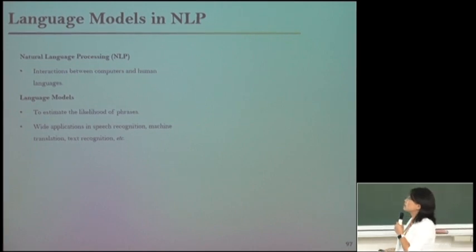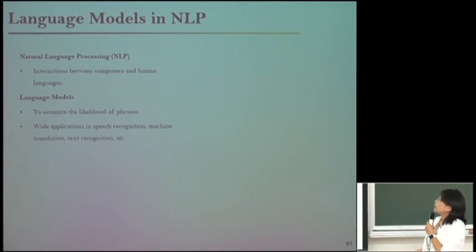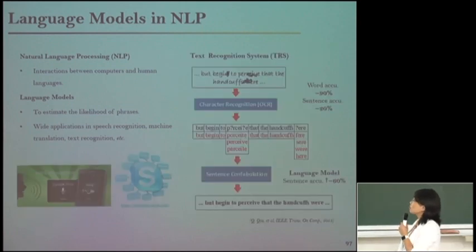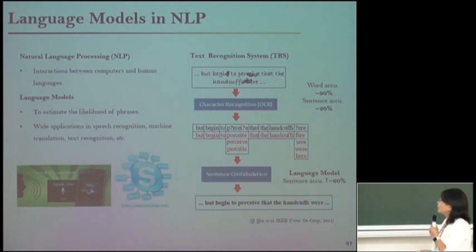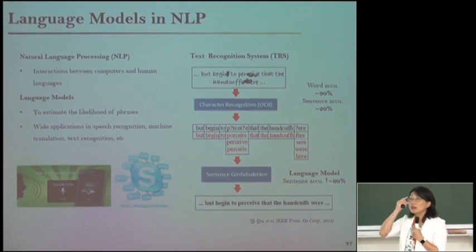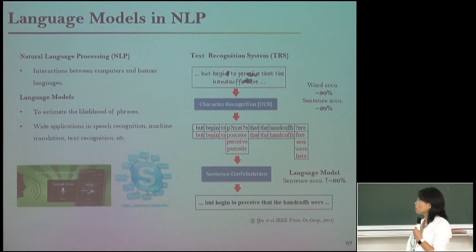Natural language processing studies the interaction between computers and human languages. Language models are used to estimate the likelihood of phrases, and for example, they can be applied to speech recognition, machine translation, text recognition, and so on and so forth. What we do, in fact, is closer to text recognition. For example, for the BSB I mentioned at the beginning of today's tutorial, we're talking about character recognition, right? So I mentioned character recognition on top levels. We have word confabulation and then sentence confabulation and so on and so forth.